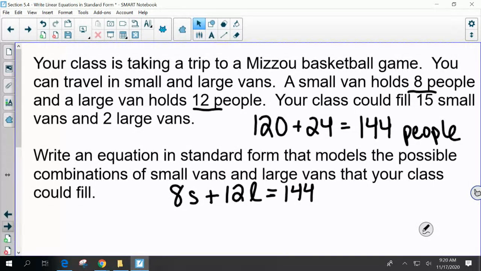Obviously, you would have to know one of those variables to solve for the other variable. So like if I were trying to set up this trip, I would have to go talk to our transportation department, and they could tell me, like, by the way, we only have 5 small vans available that day. Well, then I would have to plug in 5 for S, and then that would tell me how many large vans I would have to ask for. Does that make sense? Okay.